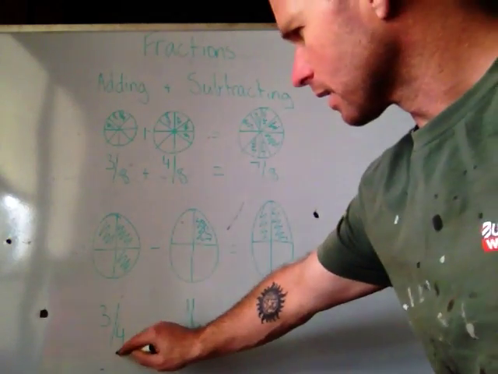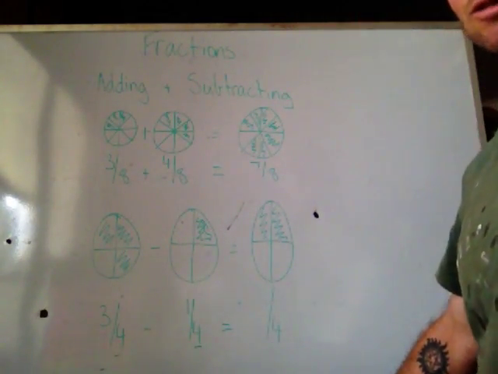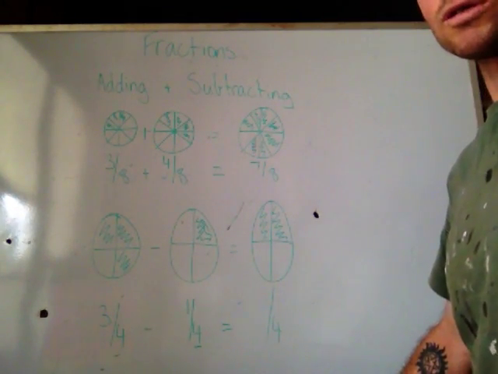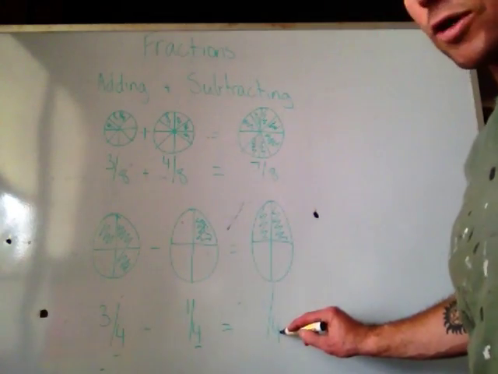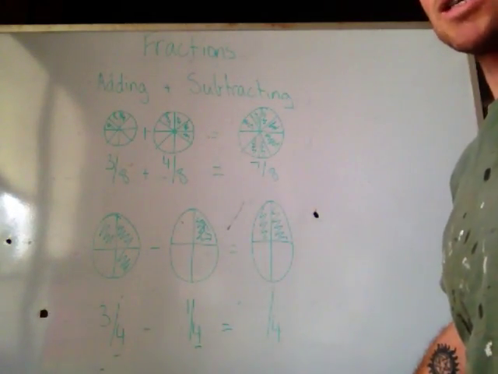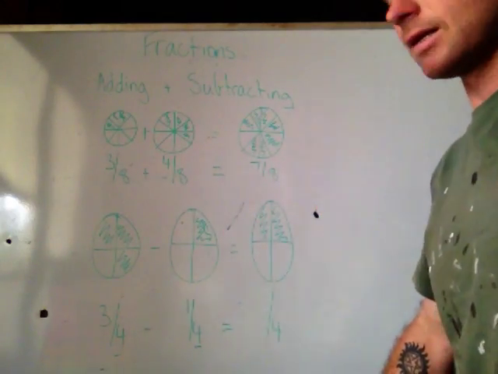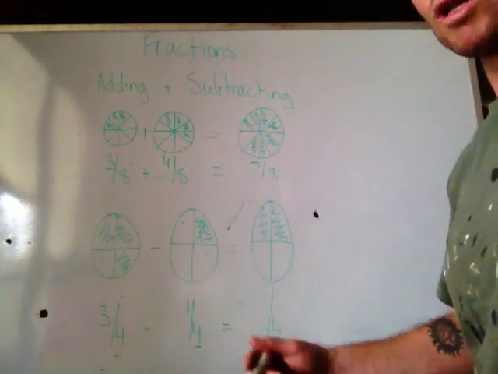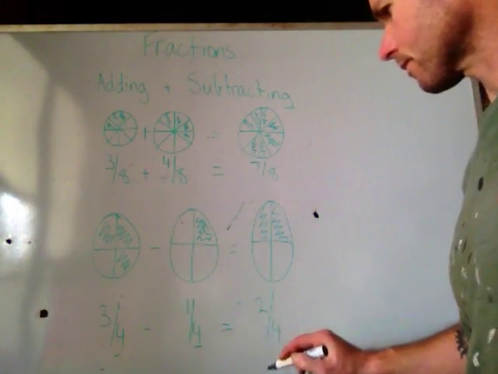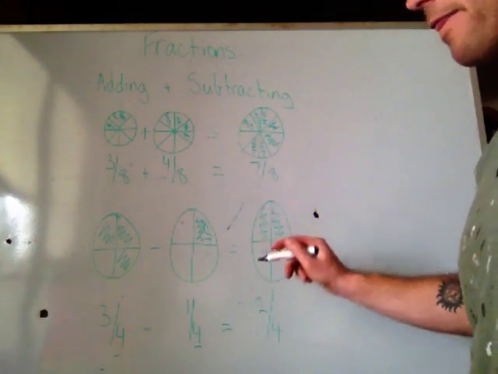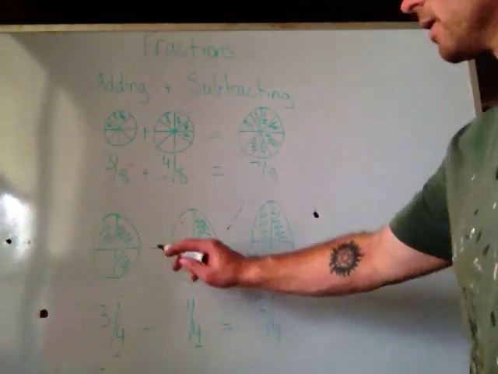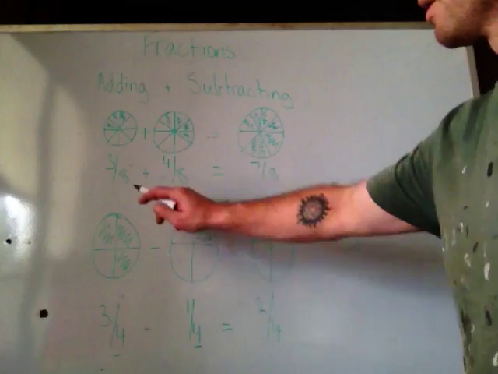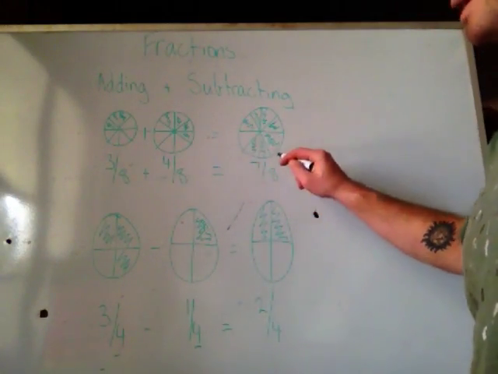Now remember, this denominator does not change. It started off in quarters, it will end in quarters. I've already got it there. I did not have to do any thinking because I just put it there. Now I started off with 3. I ate 1. What am I left with? You're left with 2. Once again, that's what it looks like. So 3/4 take away 1/4 equals 2/4. 3/8 plus 4/8 equals 7/8.